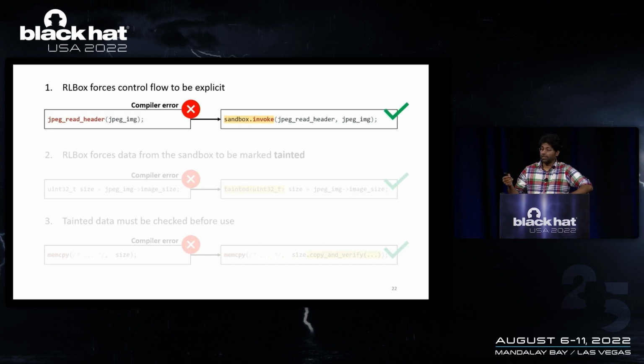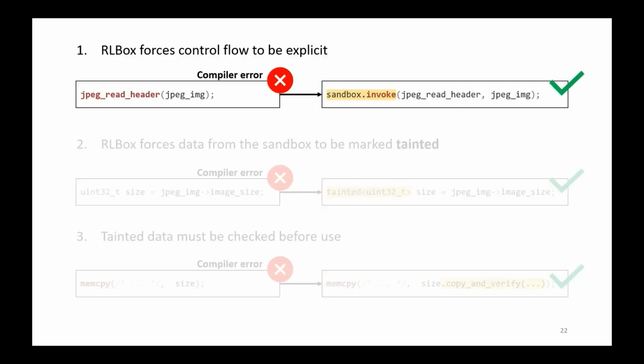The first is control flow should be explicit. So if you make a function call to an API, to a library like libjpeg, which you want to sandbox, you have to go through this API called sandbox.invoke.